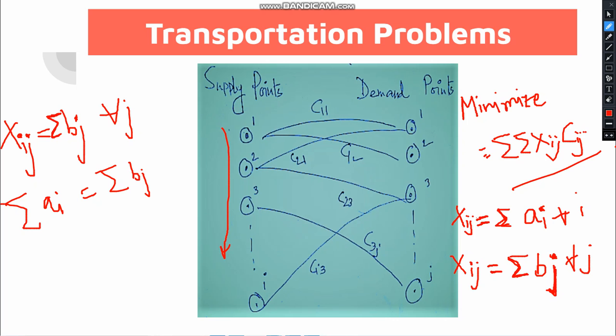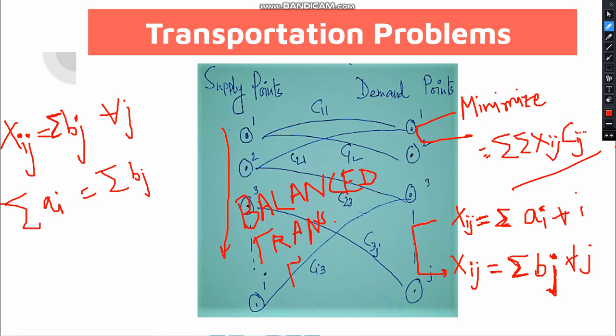So now this becomes an example of a balanced transportation problem. So this is an example of a balanced transportation problem.